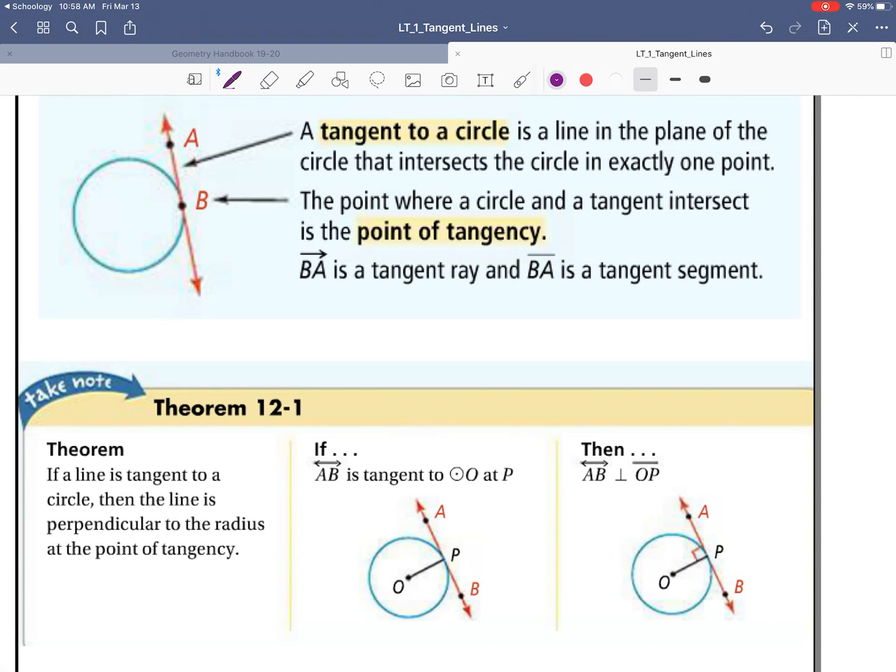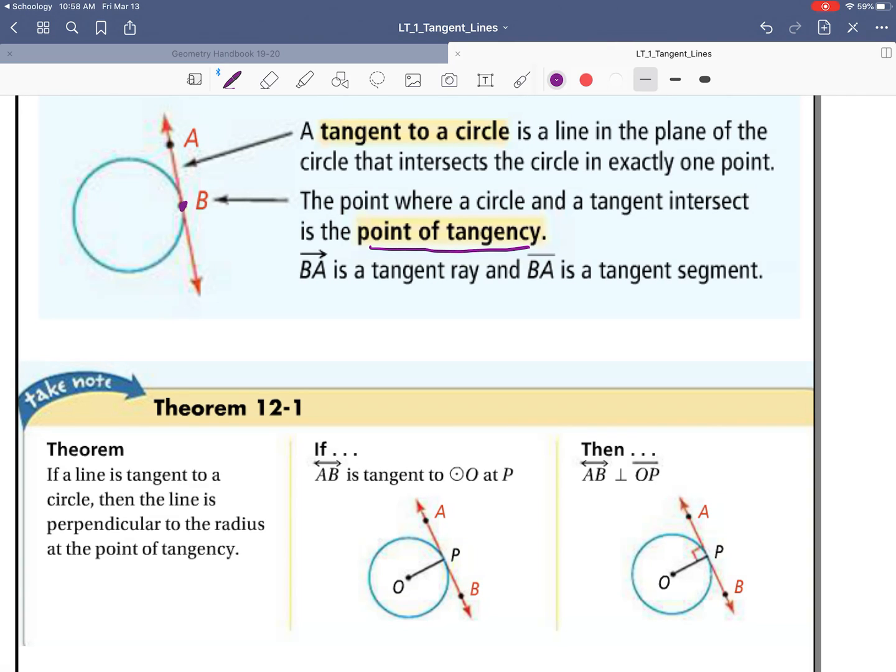A tangent line to a circle is a line in the plane of the circle that intersects the circle in exactly one point. So you can see here, this line is intersecting this circle at point B. That's called a tangent line, where it intersects at one point. The point where the circle and the tangent line intersect we call the point of tangency.